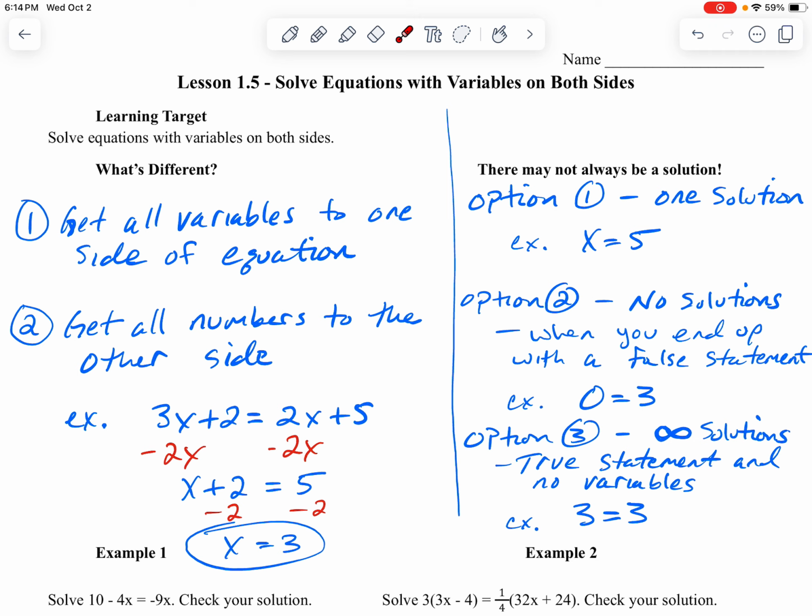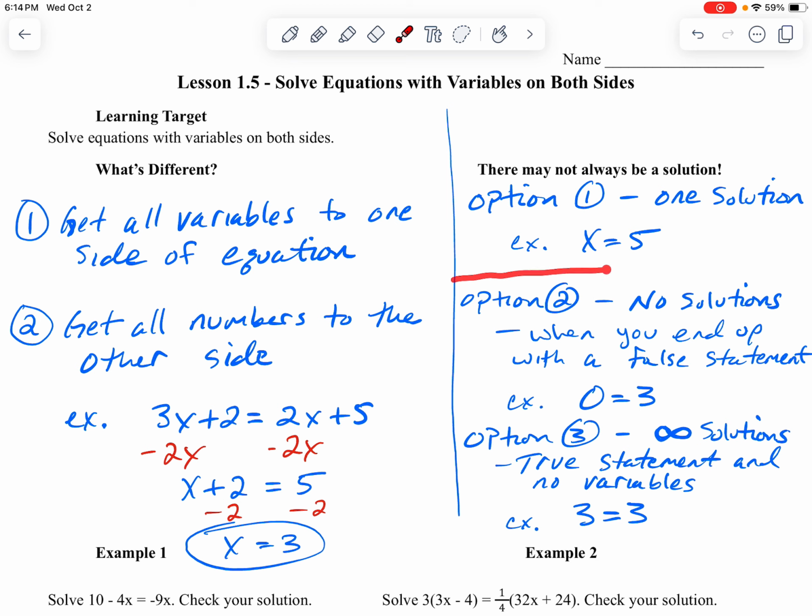When we get solutions, however, we may notice some differences. This is the solution we're used to, just x equals a number. But when we have variables on both sides, it's not always going to end up that way. That is option number 1, right? This is what we're used to. We end up with one solution. And when that's the case, it'll look just like it has up to this point. The variable equals some number.